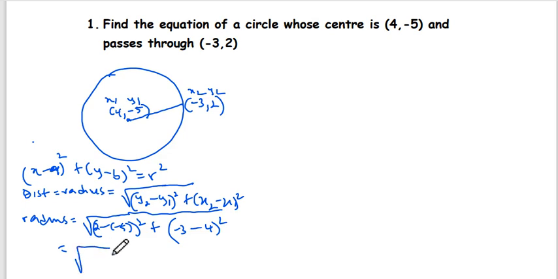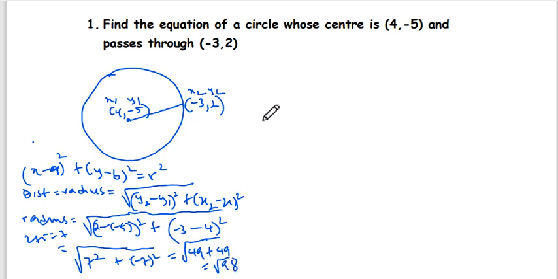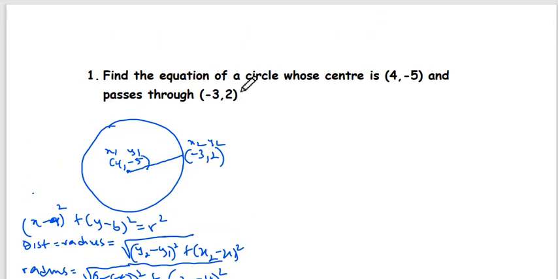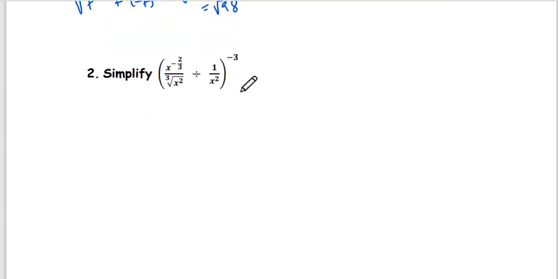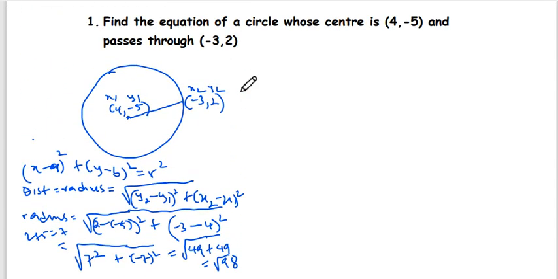So that becomes root. Minus times minus is plus, so we have 2 plus 5, which is 7, so we have 7 squared, plus -3 minus 4, which is -7, so (-7) squared. 7 squared is 49, plus (-7) squared, which is also 49, so that gives us root 98.